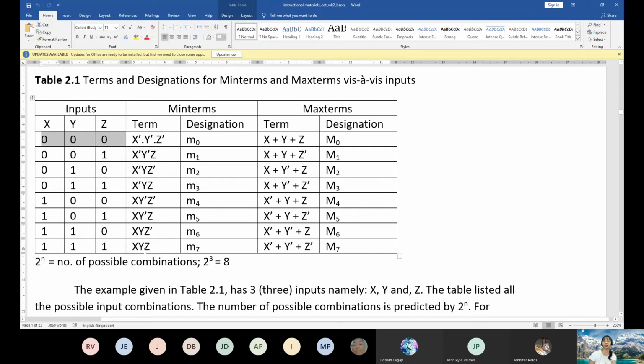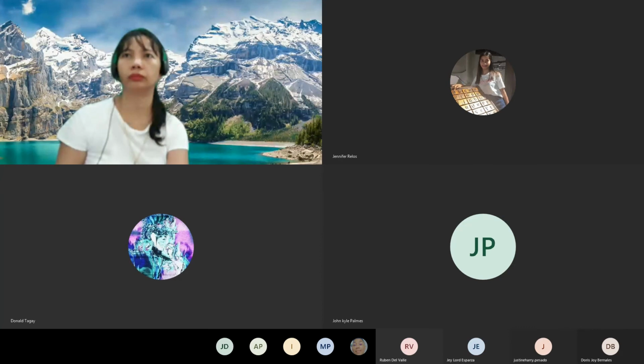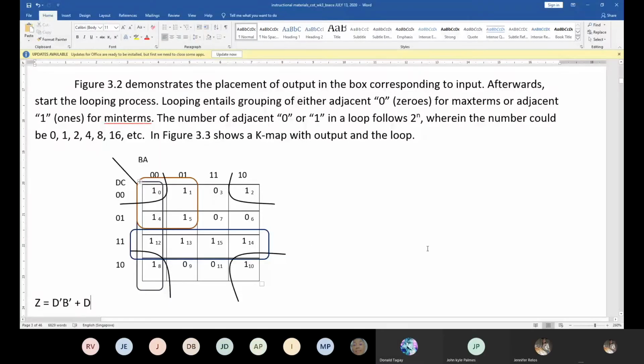Okay, class? So, when you say min terms, when you say 0, that is prime, okay? Whereas 1 is unprime, okay? Such here, if z is 1, you simply write z. Now let's connect that here. Okay. See this?